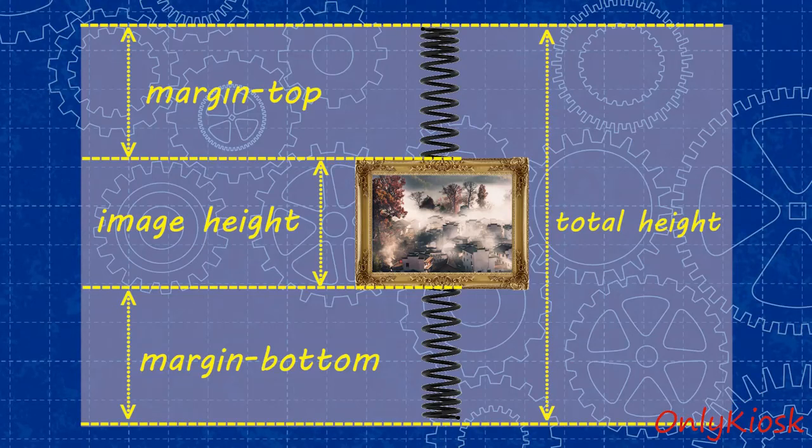When you're setting vertical margins to an image, whether it's margin top or margin bottom, the total length of the margin value and the image's height is always vital. Calculate that total length first. Whoever got the biggest total length will win.